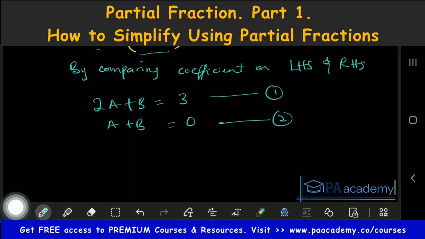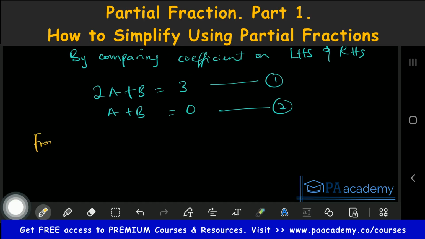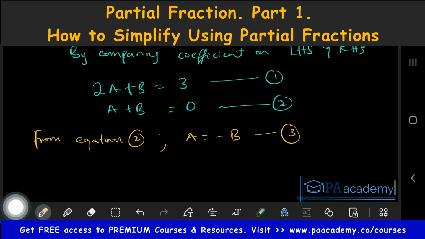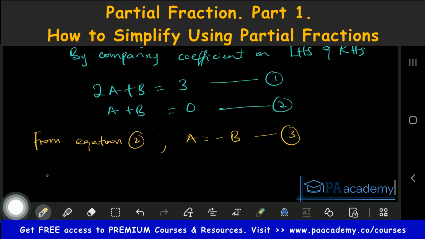Now what we are going to do is to solve equation 1 and 2 simultaneously, depending on how the equations appear. All right, so we can say from equation 2, our a is equals to minus b. Let's take this as our equation 3. So we are going to substitute the value of a = -b into equation 1.